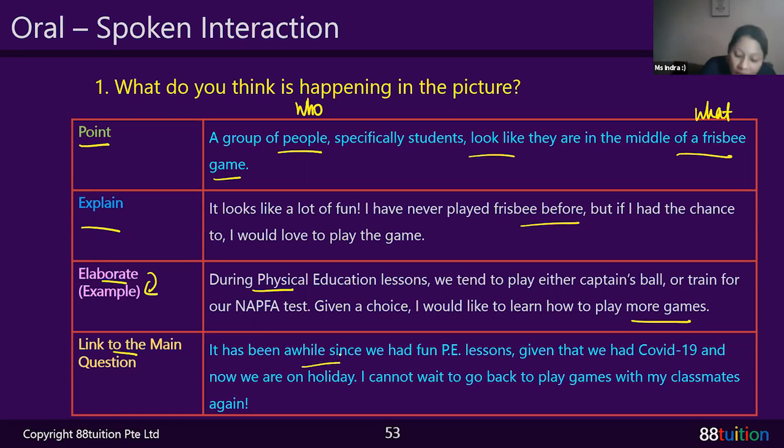It has been a while since we had fun PE lessons, given that we had COVID-19 and now we are on holiday. It is true, right? I mean, you haven't had school for what, 5 weeks? 4 weeks actually, right? I cannot wait to go back to play games with my classmates again. Okay, so you're explaining how you feel about what the current situation or what the picture is about.